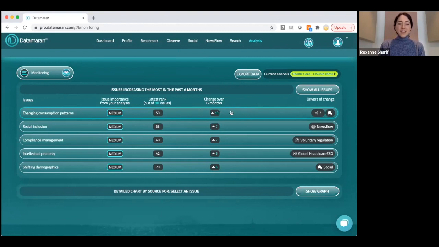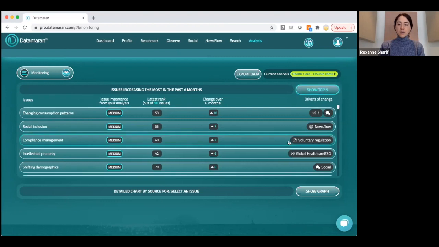So for those of you who said climate change, it was a good guess, but we see here the data is telling us it's changing consumption patterns. And what are the key drivers there? Well, it looks like sustainability reports by peers in the healthcare industry, and then we also have social media as well. By default, this feature will show me the top 5 issues.